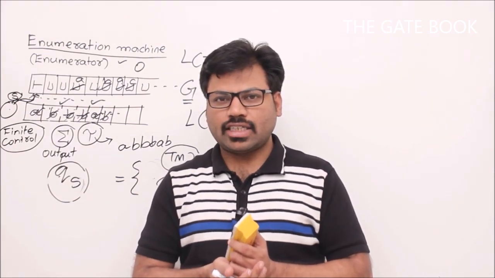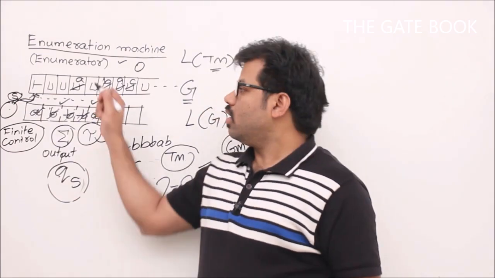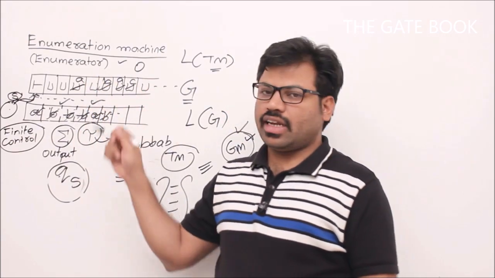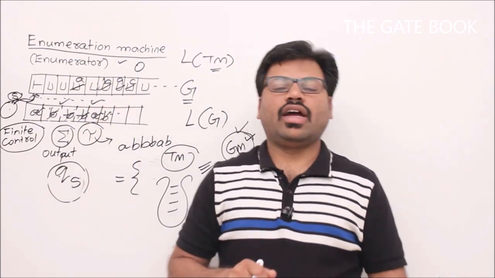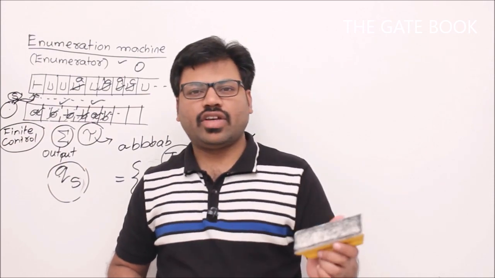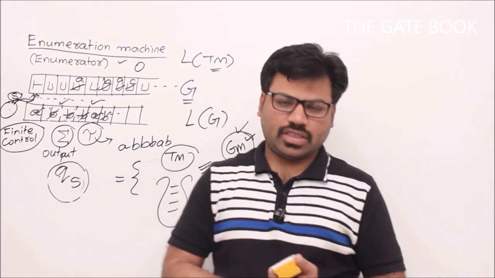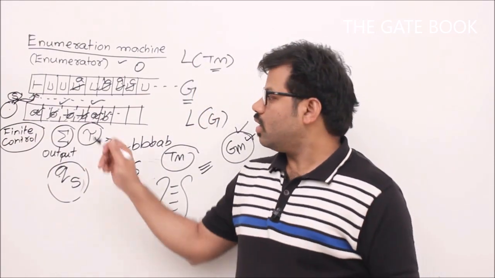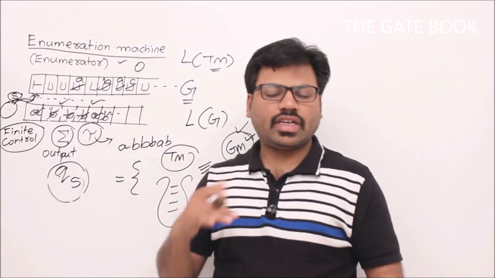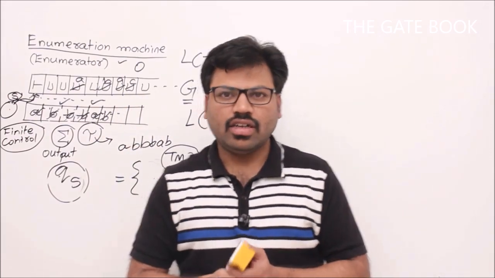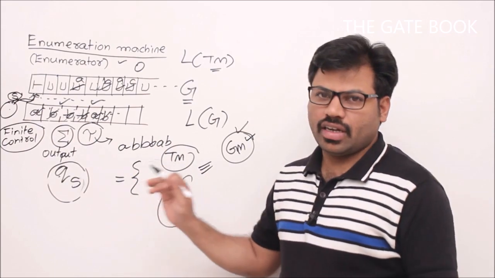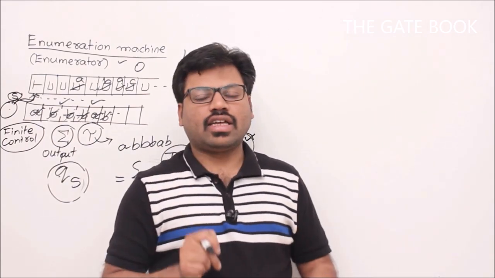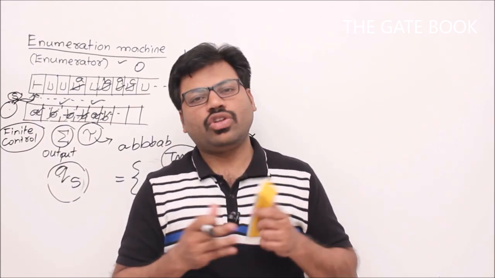If a language is accepted by a Turing machine, then the same language can be generated by your generator. And if a generator generates any language, then we can design a Turing machine which can accept the same language. Understand? So that is one thing you should remember. Finally, generators, otherwise enumerators, are equivalent to Turing machines.